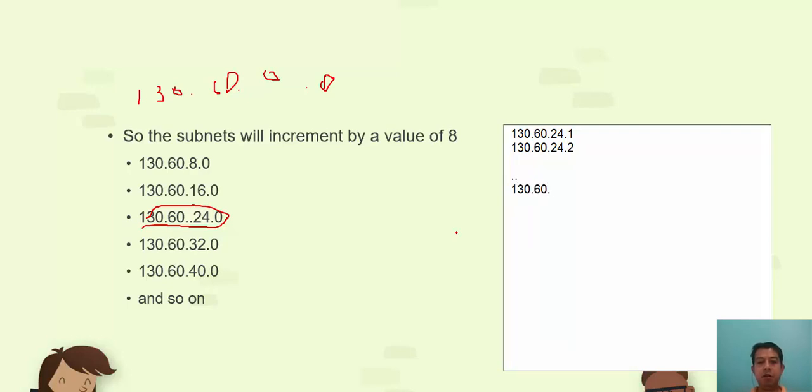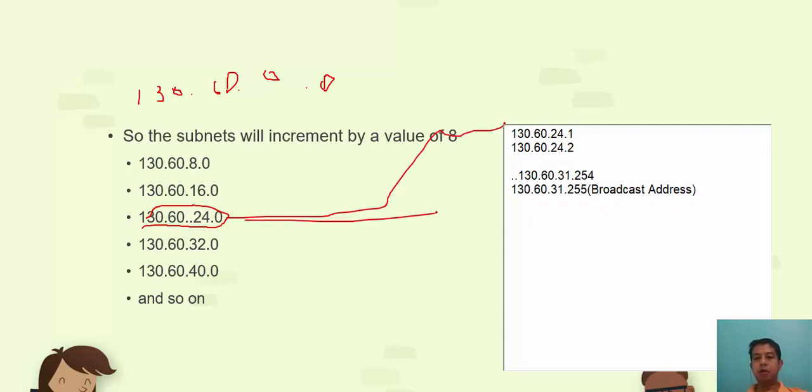130.60. The next subnet starts from 130.60.32.0. So what would be the previous value? The previous value will be 130.60.31. Remember, before 32 the value is 31, and 255, all ones, is the broadcast address. So this is the broadcast address of this subnet, and the IP address just before it is 130.60.31.254. This is my last valid host. So my valid hosts for this particular subnet are from 130.60.24.1 to 130.60.31.254. 130.60.31.255 is the broadcast address. Clear? So this is how we proceed.